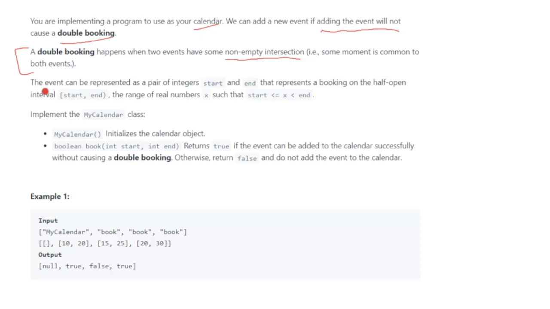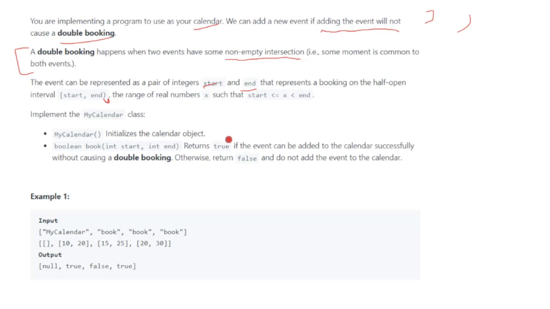The event can be represented as a pair of integers, start and end. So for any duration, you need the starting point and the ending point. That represents a booking, and it is a half-open interval. You must have studied closed intervals and open intervals, so it's similar to math. An open interval means we don't consider the ending number. That's what they want to say.